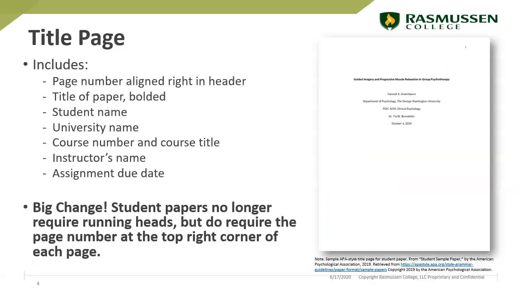This slide provides a sample of the new title page. The title page includes the page number aligned right in the header, the title of the paper, which should be bolded, the student name, the college or university name, the course number and course title, the instructor's name, and the assignment due date. The big change is that student papers no longer require running heads, but again, they do require the page number at the top right corner of each page.